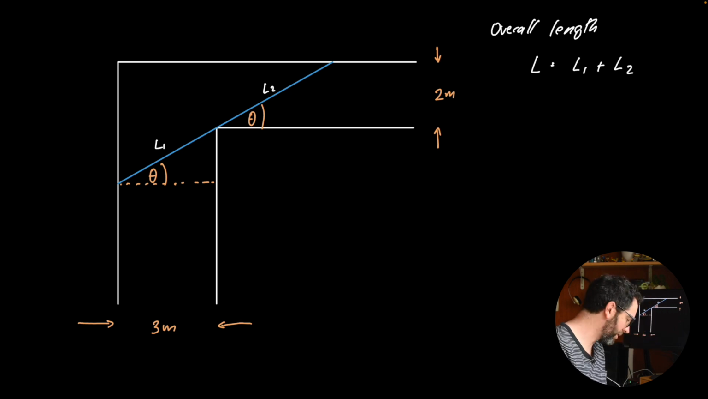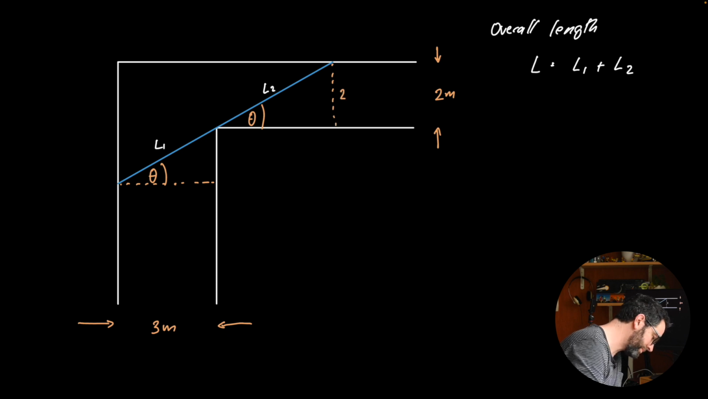Okay, so let's see how we can figure those out. Well, we just have two right-angled triangles here. So really what we have is a right-angled triangle with a side of 2 and a right-angled triangle with a side of 3. And so we can just do a couple of basic trig expressions just to work out what those two pieces are. So L1, well, we're going to have cosine of theta is equal to 3 over L1. So L1 will just be 3 over cosine of theta.